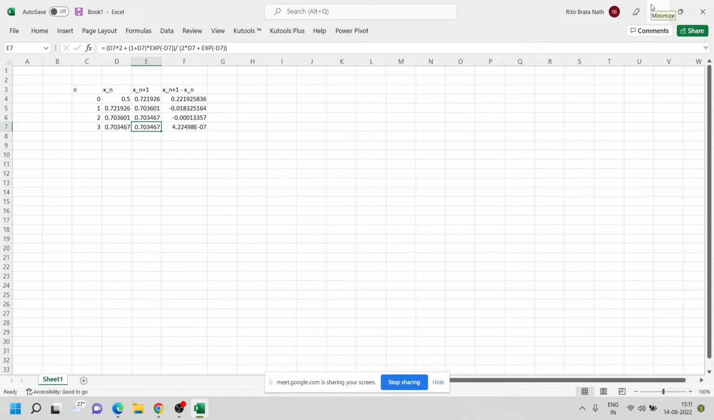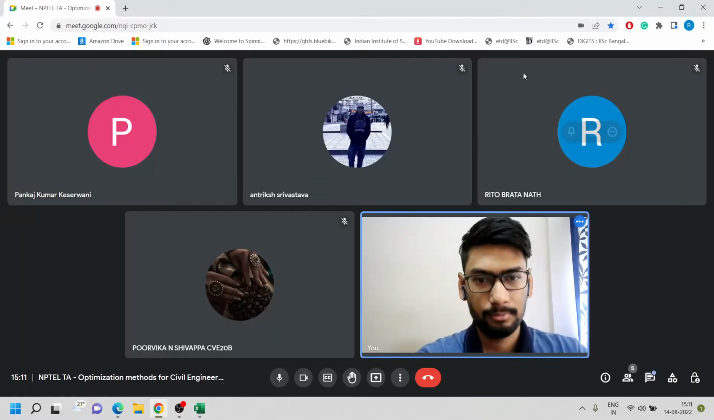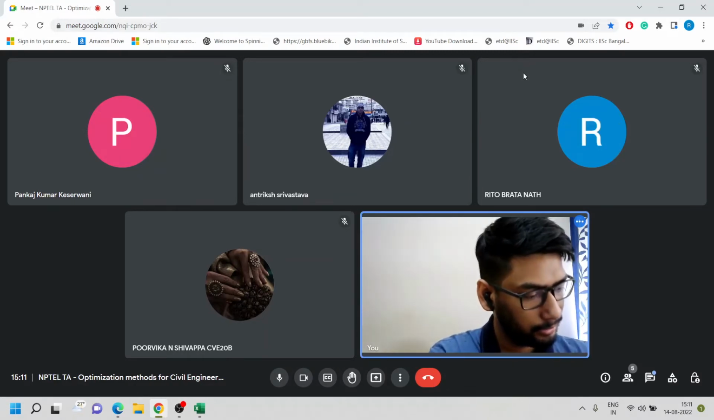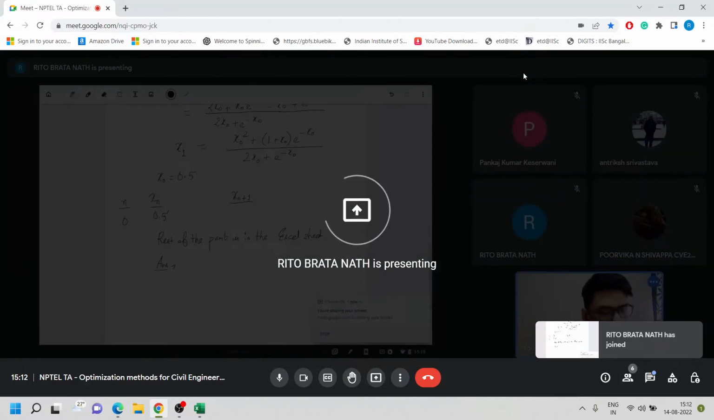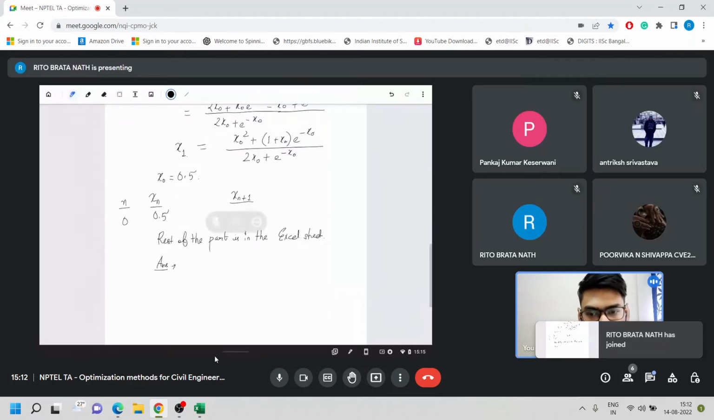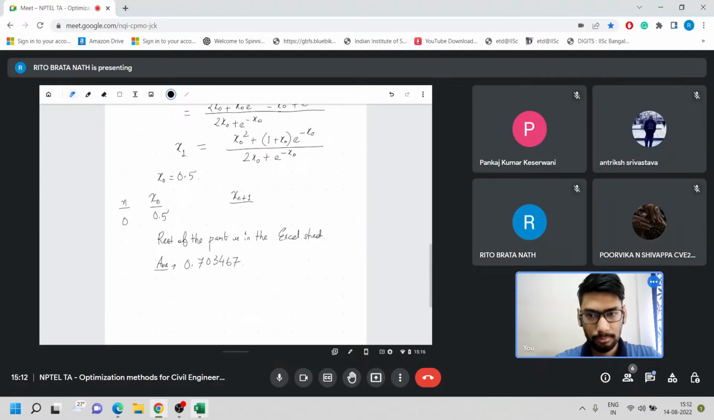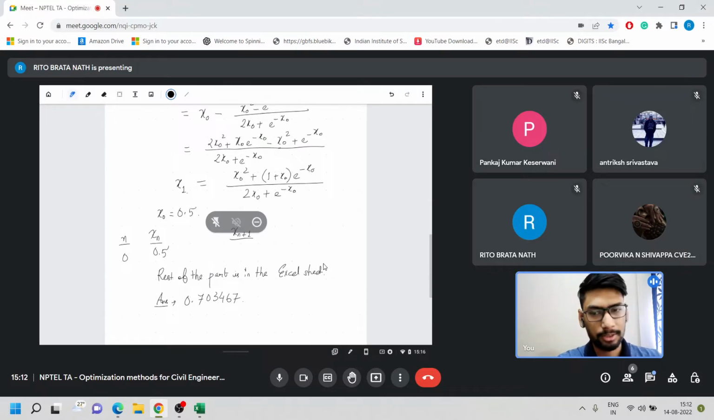I'll come back to the Excel sheet again, but let me go to the next problem meanwhile. I'll again stop sharing this screen and go into solving the second problem. I think the screen is visible now. My answer to this question was, you can easily solve it using Excel. So that's all about the Newton-Raphson method.